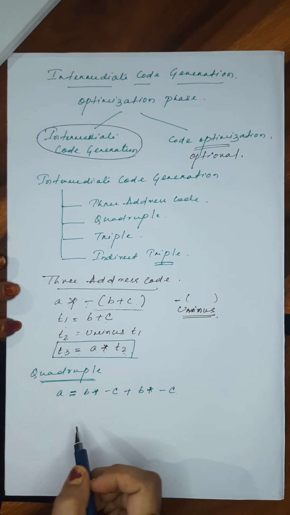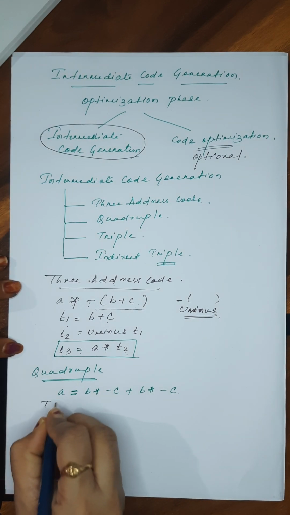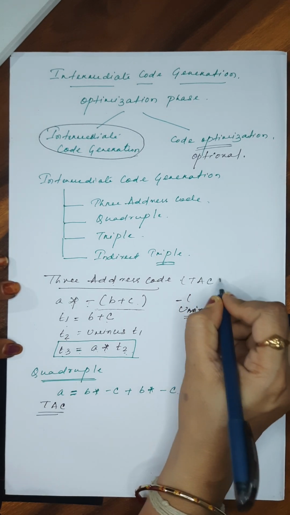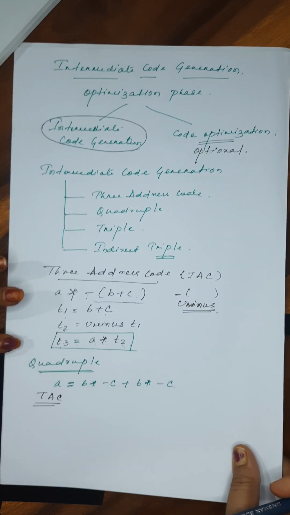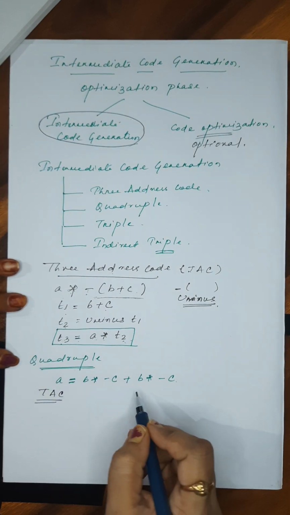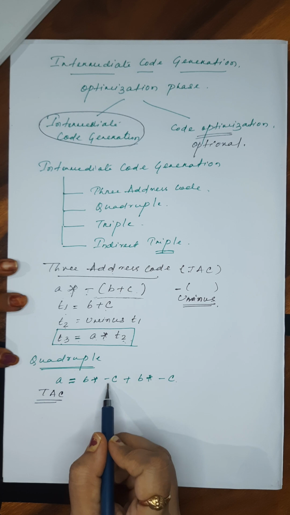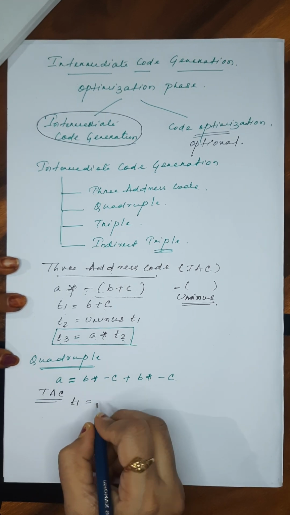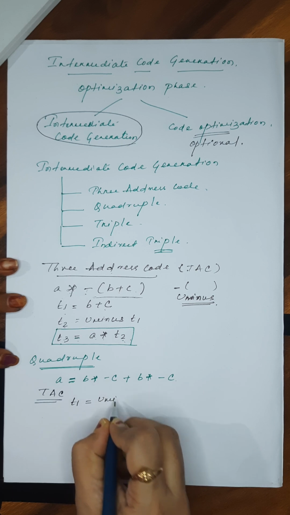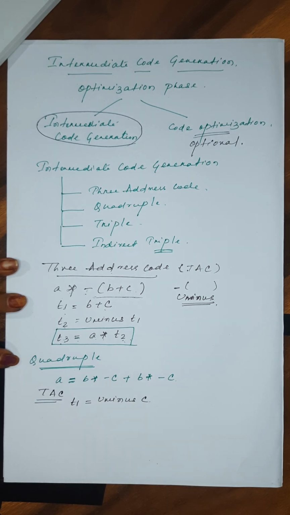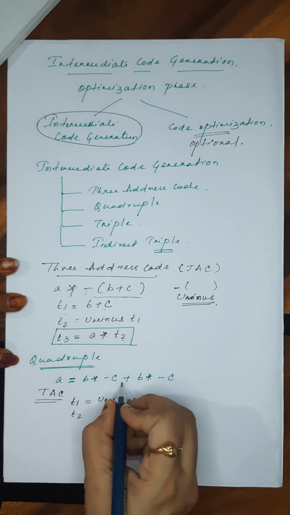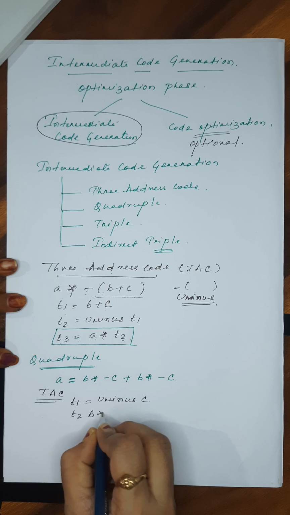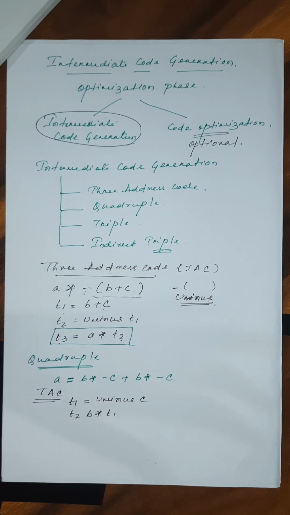First I will construct the 3 address code for the given expression. 3 address code in short is written as TAC. Now see, how to take the expression completely depends upon you, but there are 2 operators, so it is better to take the unary operators first. So I am taking T1 is equal to U minus C. Then what is T2? B star minus C. Now minus C is stored in T1. So T2 is equal to B star T1.